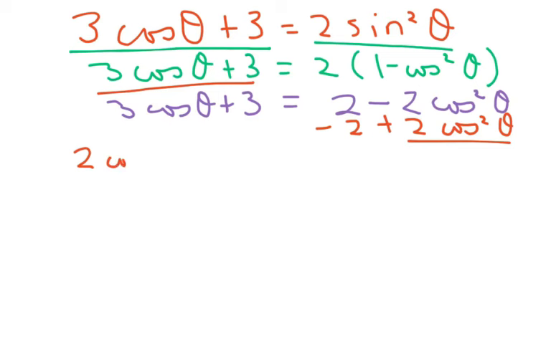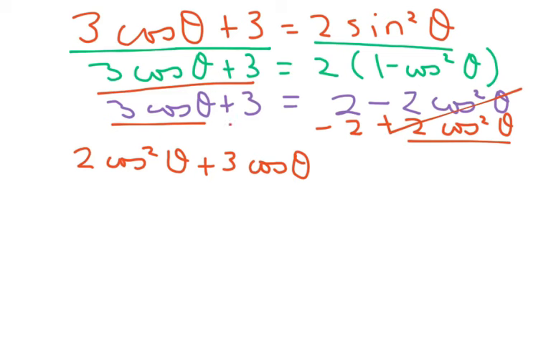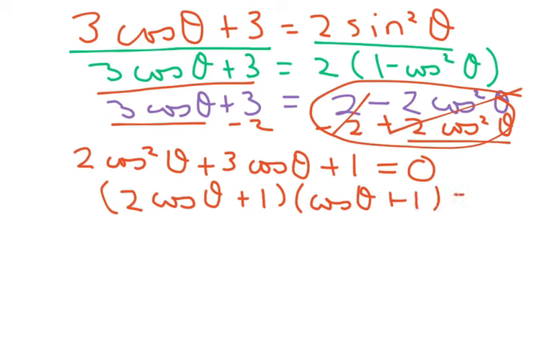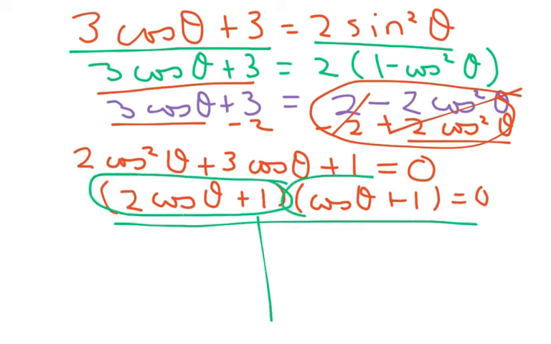This will give me 2 cosine squared of theta. I have this piece, so I have plus 3 cosine of theta. So I took care of that, and I'm going to subtract 2 here, and I get plus 1. And all of this now, since I subtracted all that, equals 0. Then all I'm going to do is factor, and it's going to be 2 cosine theta plus 1 times cosine theta plus 1 equals 0. I make 2 separate equations and set this piece to 0 and this piece to 0.